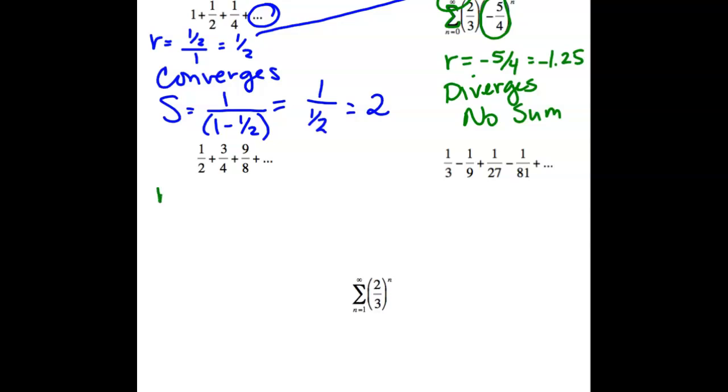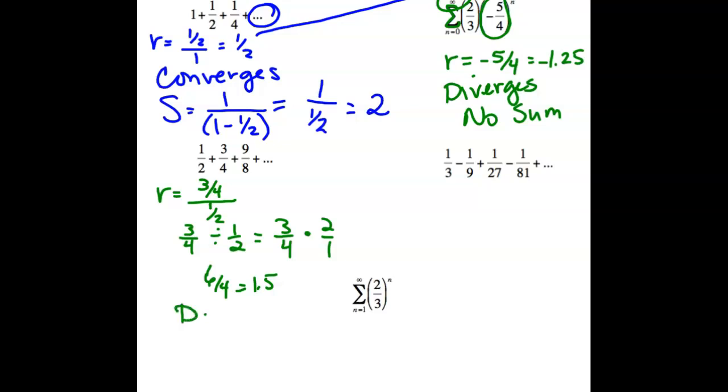Let's look at finding our R value. Remember, we take our second term and we divide by the first term. So 3/4 divided by a half is the same as 3/4 times the reciprocal. So we end up with 6/4, but that's 1.5. And since that is bigger than 1, we say this diverges, and there's no sum.